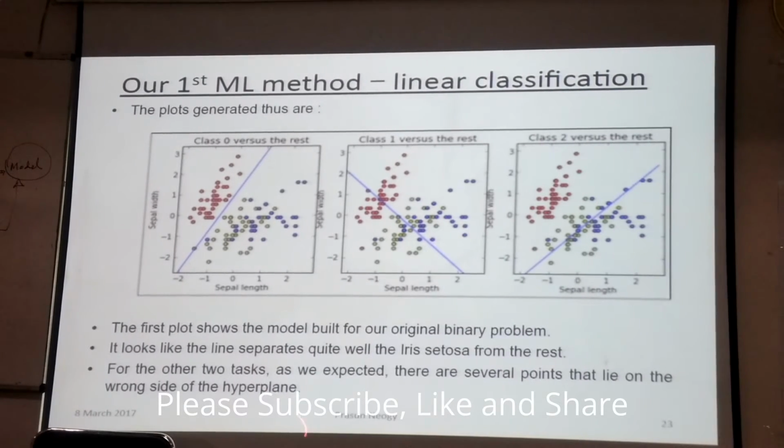Okay, and it says the first plot shows the model built for our original binary problem. It looks like the line separates quite well the IV status from the rest. For the other two tasks, there are several points that lie on the wrong side. I mean, each tutor model is not right. For us, this will be the one where we can try to use the new value.